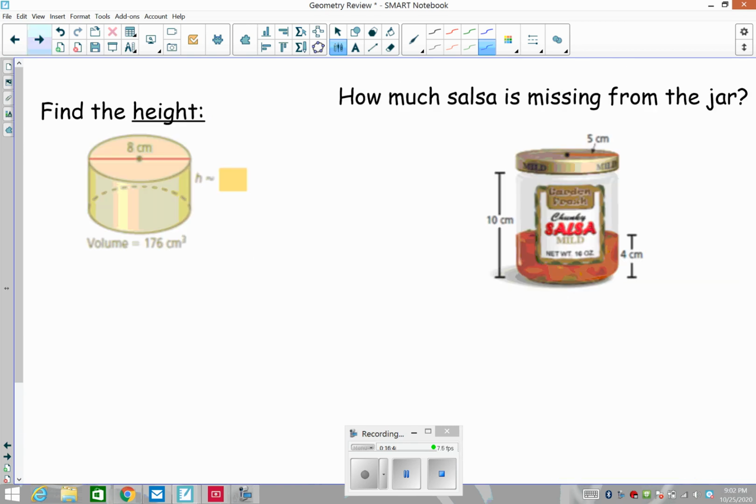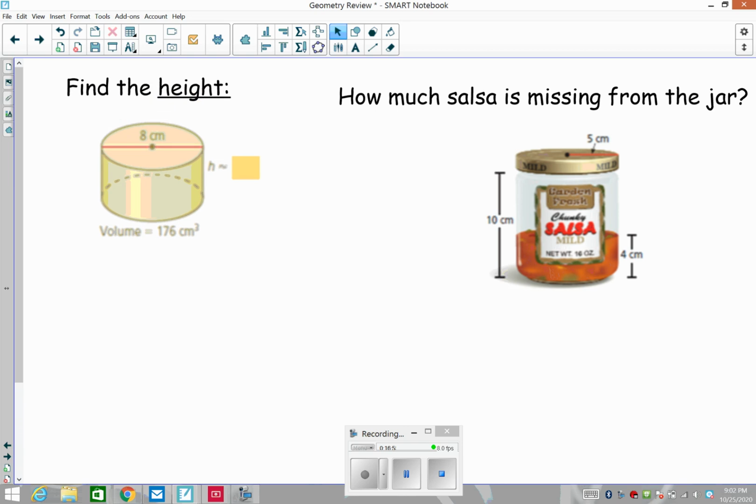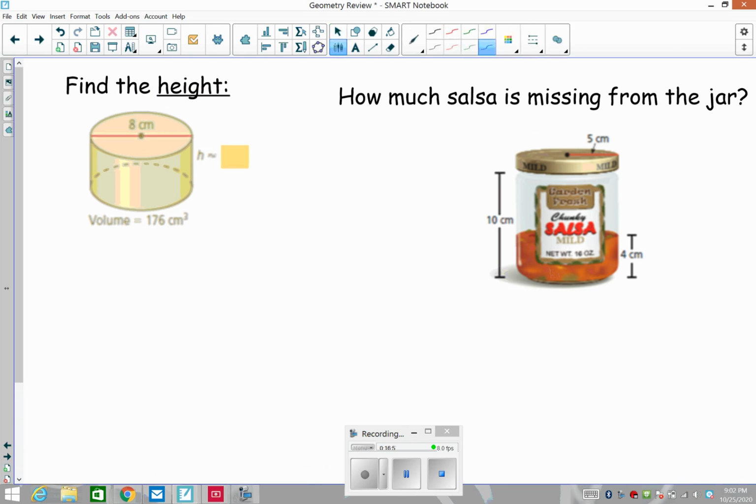So now let's talk about how we find unknown pieces. For example, to find the height of something, we're going to have to work backwards. This is going to be like a build a house, build a fence kind of problem. You're given a couple things. You're given the diameter is 8, and you're given the volume. You have to find the height.